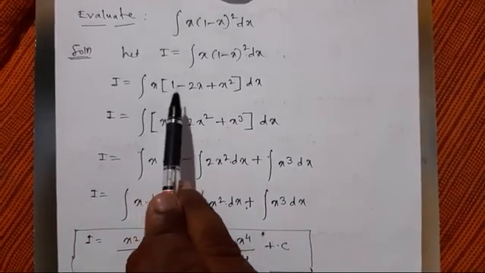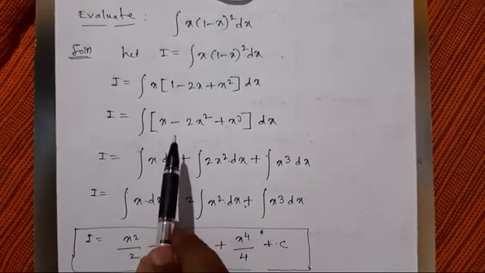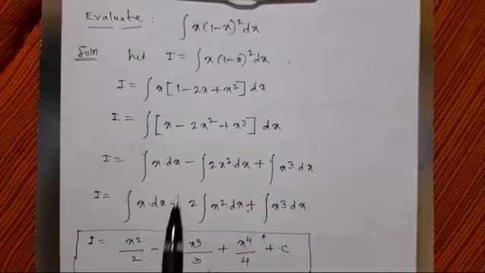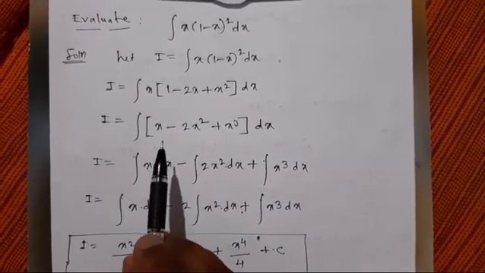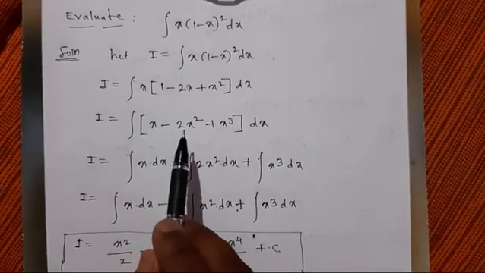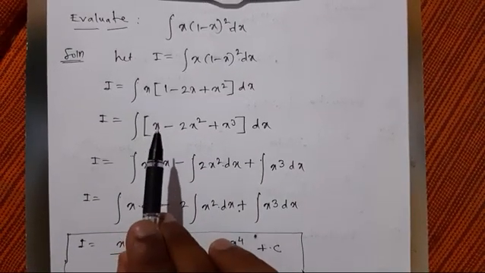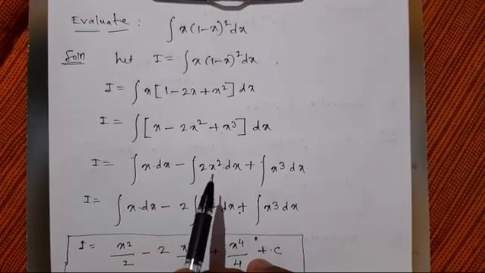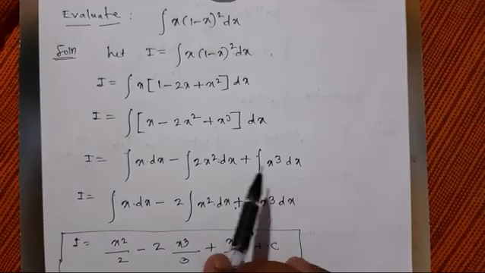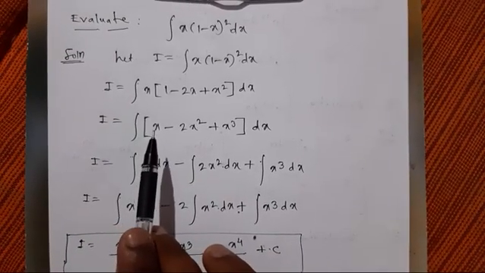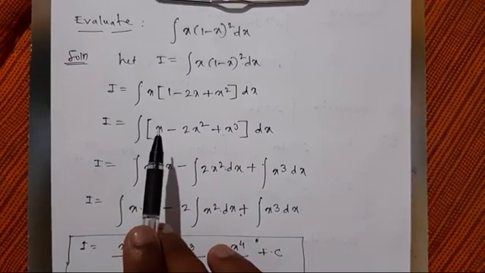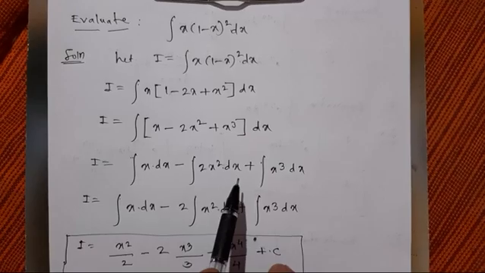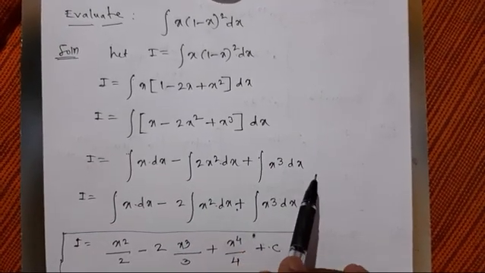Now I will multiply this x to all the three terms. So I will get x minus 2x square plus x cube. We have already seen the rule: integration of the sum or difference of two or more functions is given by integration of the first function, integration of the second function, integration of the third function. So I will apply integration to each of the terms. Integration of x into dx minus integration of 2x square into dx plus integration of x cube into dx.